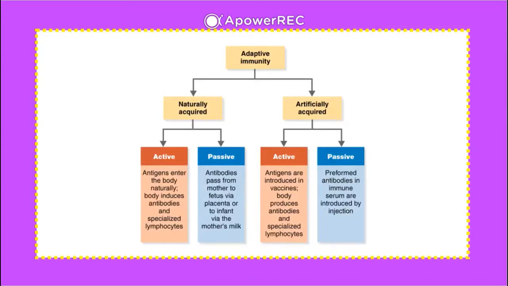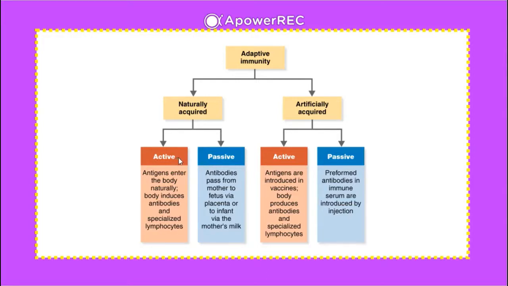So adaptive immunity can occur in two ways. It can occur naturally, where you're exposed to the pathogen or your mother is, or artificially, where it's acquired through medical guidance from a medical professional. By that, what I mean is you can be vaccinated or be given antibodies. We can break these down even further into active and passive.